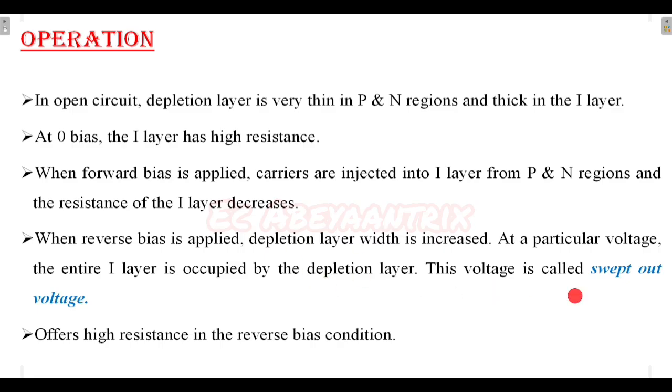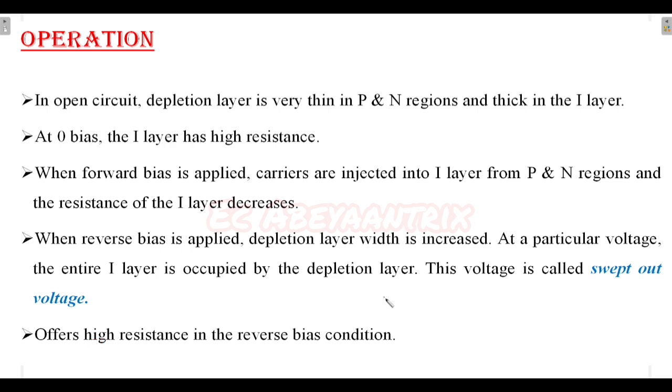That particular voltage is called the swept out voltage. So at a particular stage, the entire I layer will be covered by the depletion layer, so we couldn't differentiate both the layers. That particular voltage at which the entire I layer is occupied by the depletion layer is called the swept out voltage. And in reverse bias condition, it offers high resistance. That's the main case.